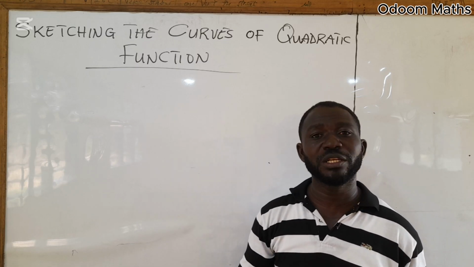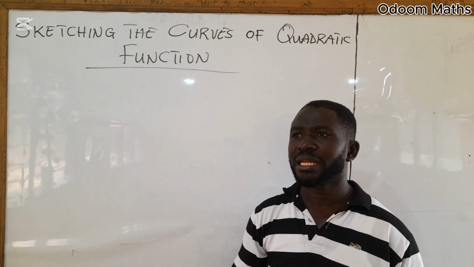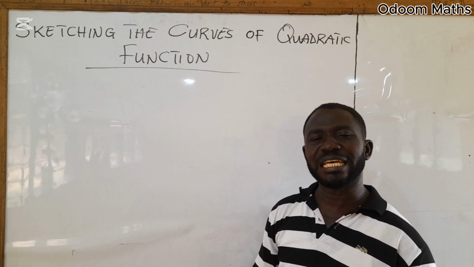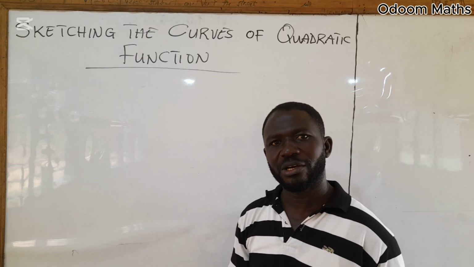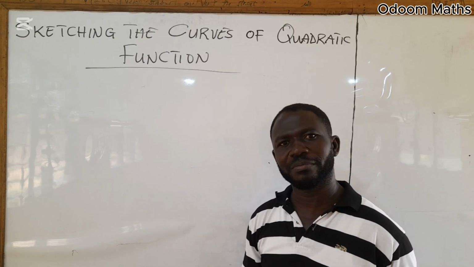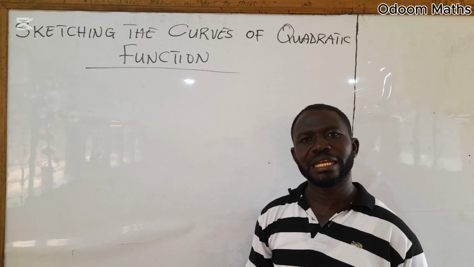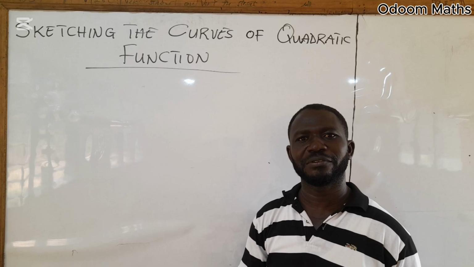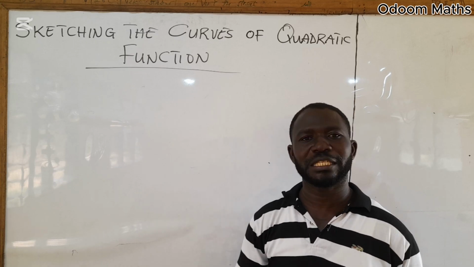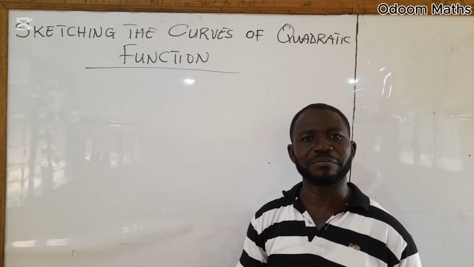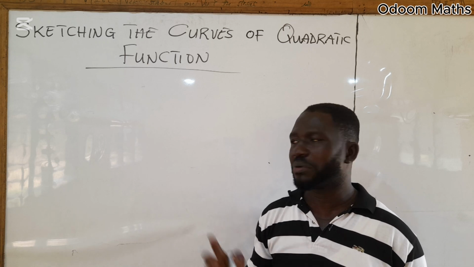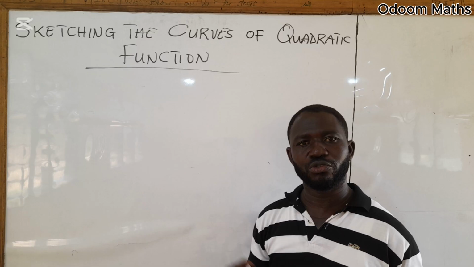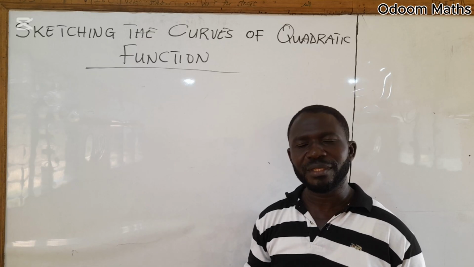But before we do that, we need to go through some procedure. The first thing we need to do is to check the turning points, or the nature of the turning points, be it maximum or minimum. Then after, we try to find the turning point itself. Then we look at the intercepts, and after that we can sketch the curve. So let's take an example and see how we can go through that curve sketching.